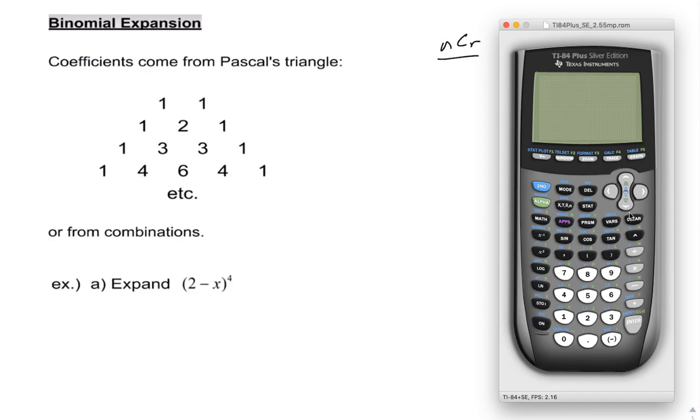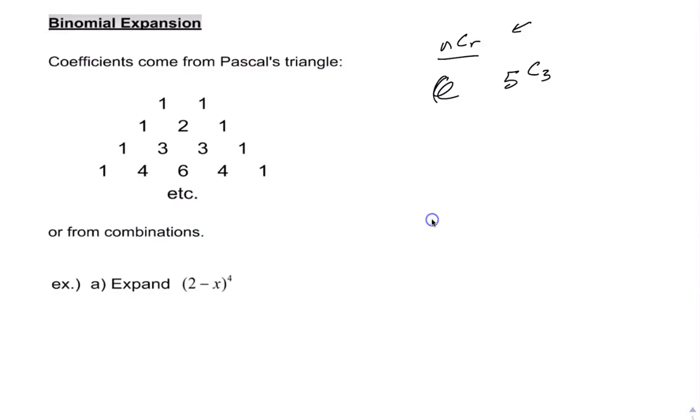Let's say we do 5C3. On your calculator, you plug in the 5, type in 5. You go to math, you go to probability, and then NCR, and then 3. You should get 10. So that's one way to do it. Your formula book also gives you a formula, which is, if you want to do NCR, it's just n factorial over r factorial times n minus r factorial. It's not as bad as it looks.